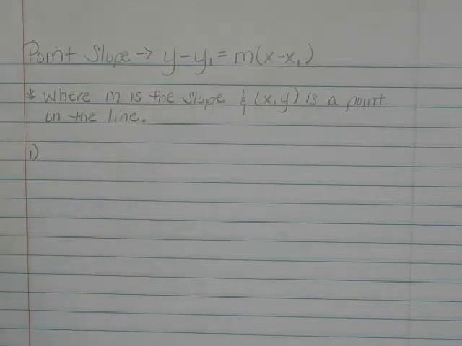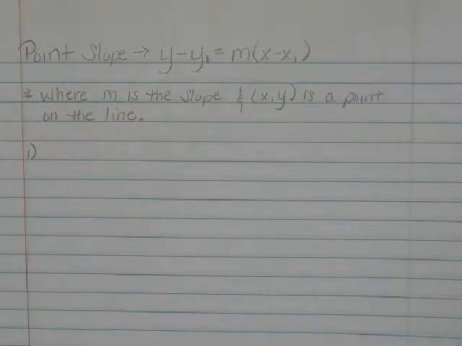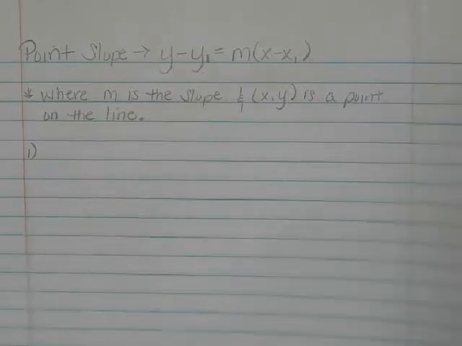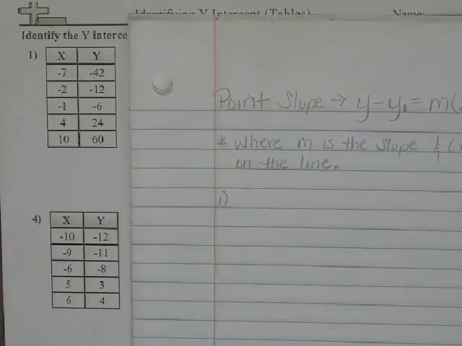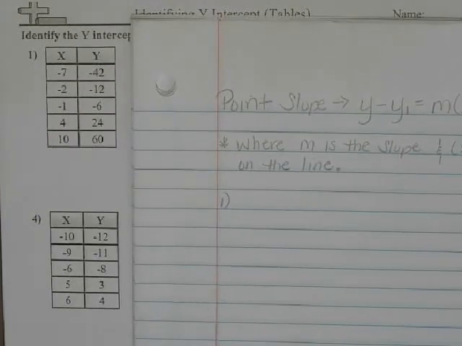So here we go. Our point slope, which is y minus y1 equals m times the quantity x minus x1, where m is a slope and (x1, y1) is a point on the line. So if we are given any point on the line, we can go back and we can figure out what that y-intercept is. So typically, it's pretty simple and to the point. I want to do it today with some tables. So I'm going to work through this and then show you what we're going to do.